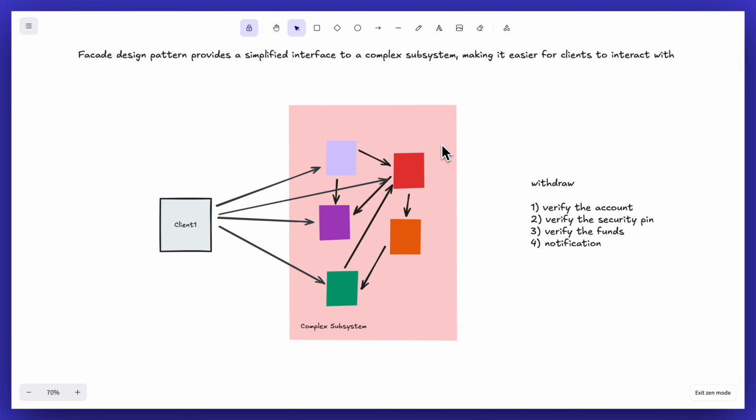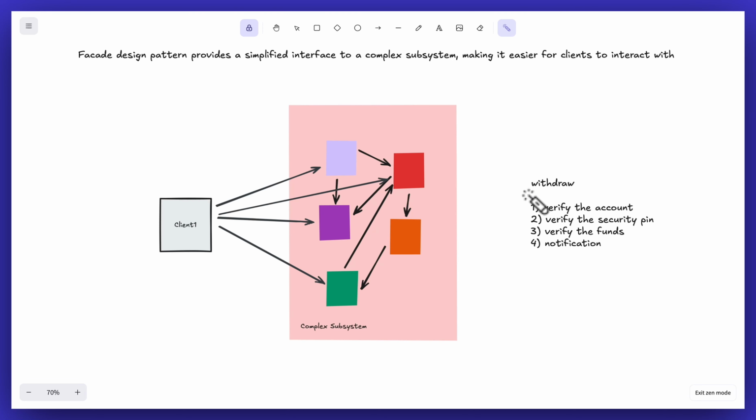So for that, what it will do is interact with the classes which are present in the complex subsystem. So let's say first it will interact with the account class, then it will interact with the security pin class, then it will interact with the funds class, then it will interact with the notification service, and so on and so forth. Okay. So this client one is interacting with the classes present in the complex subsystem in order to perform 4 steps to withdraw the money.